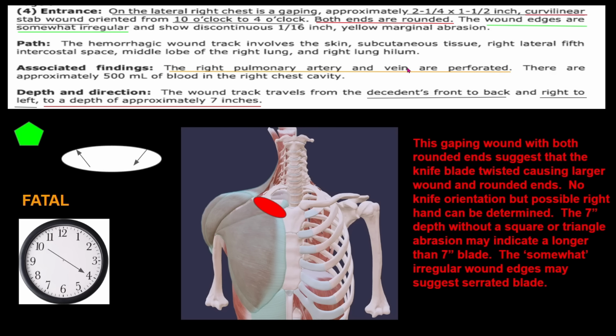The right pulmonary artery and vein are perforated in this. And fifth intercostal space, middle lobe of the right lung, right hilum. I mean, this hit lung. It destroys everything in the chest, 7 inches deep. This would have been a fatal wound, like immediately. 7 inches.